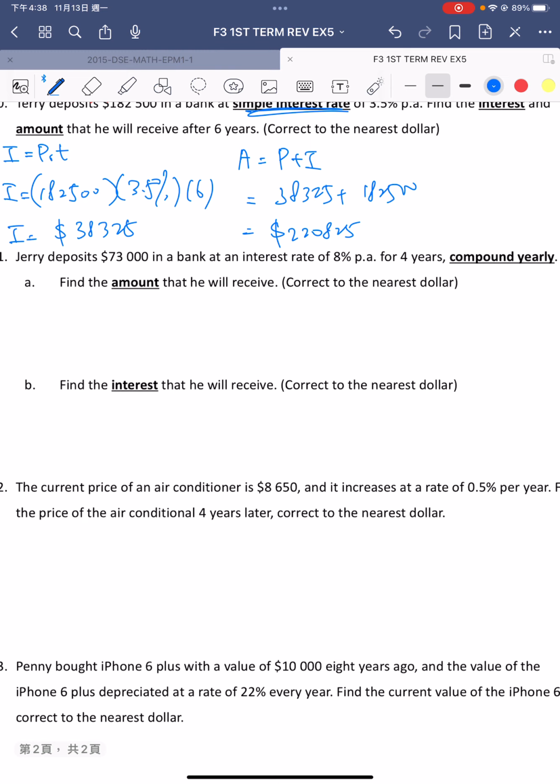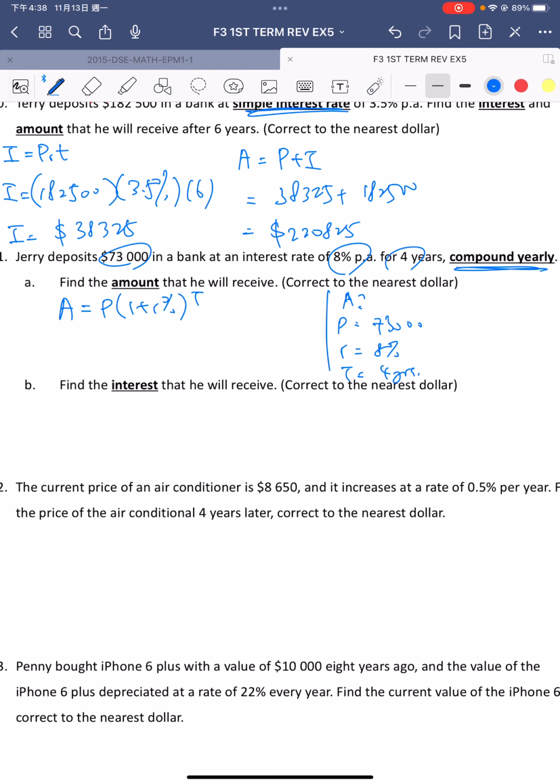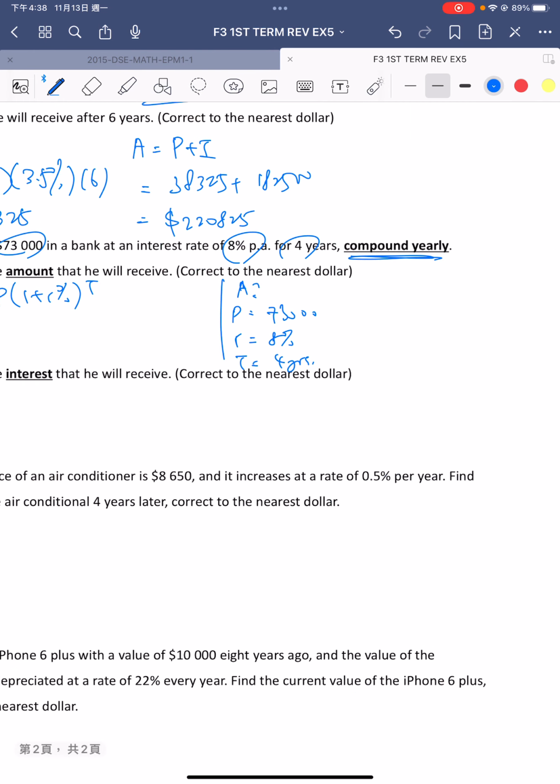So for part B, we want to calculate the compound interest, which is compounded yearly. We have the years, we have the interest rate per annum, we have the principal. So we can just use our formula A equal to P times (1 plus R percent) to the power of T. I don't want the P here. The P is equal to 73,000, and our R is equal to 8%, and our T is equal to 4 years. So now we can substitute all of the things to find out what our amount is.